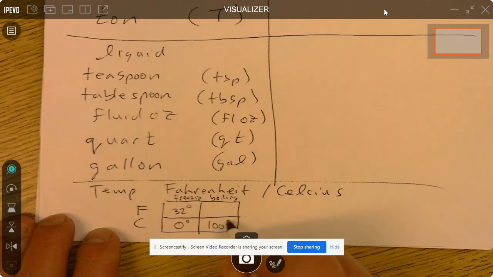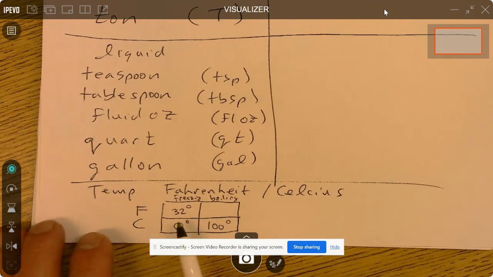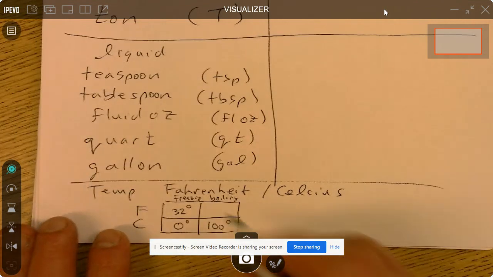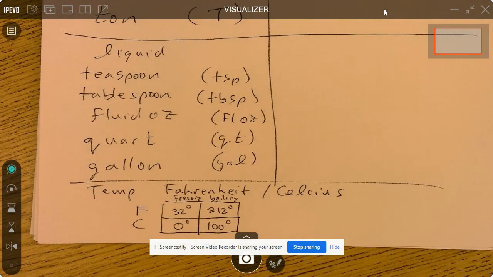They did from 0 to 100 for their scale, so that we went from freezing to boiling, because those are the extremes of water, freezing to boiling. But the Fahrenheit situation, dealing with mercury, had something different. They have 212 as our boiling and 32 as our freezing.